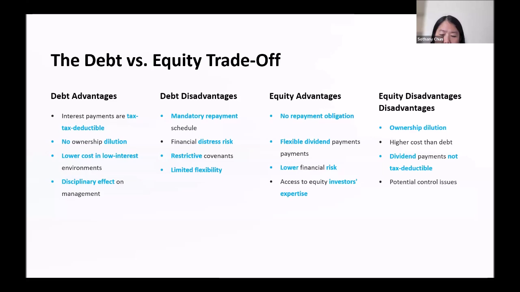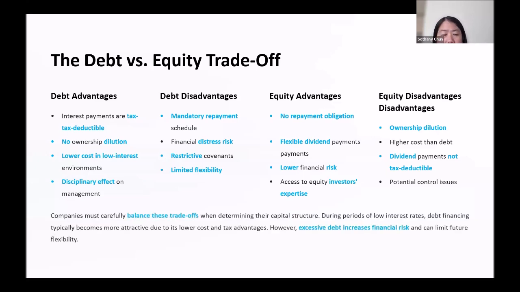We have to compare the higher cost versus debt. Usually investors look for more profit at the end of the investment life cycle, so their required return would be higher than the interest rate on debt. Also, dividend payments are not tax deductible, and there are potential control issues because, with equity shares, the investors can make decisions in the company.